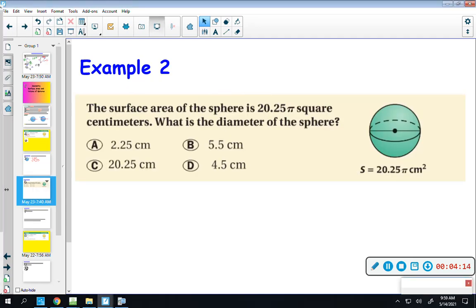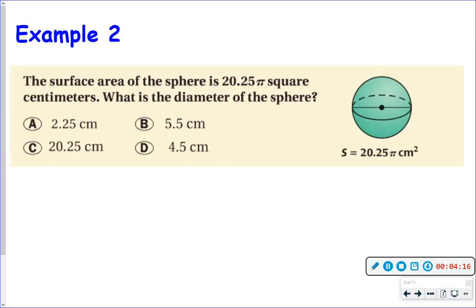All right, let's take a look at the next one. The surface area, so this time they're telling you what the surface area is. They want the diameter. Okay, so just quickly, I'm just going to jot down our formula so it's in front of us. So this time surface area is 20.25 pi. So I'm going to put that in for the S.